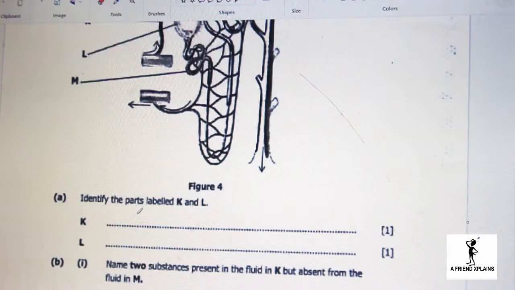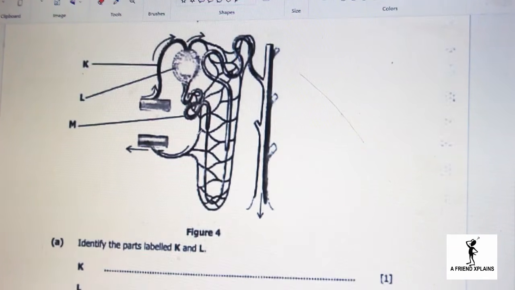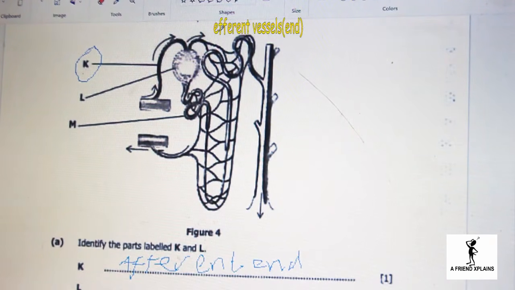Basically K, let me just show you again. This K here, these are efferent vessels, or efferent ends. Let me write that: E-F-F-E-R-E-N-T. So these are efferent end or vessels, if you want to call them that. They start with E, and the only difference is the spelling. These are coming from the arteries, and they carry blood at a high pressure.